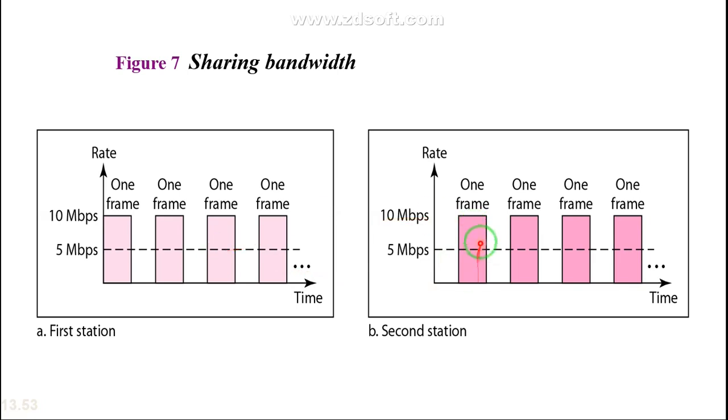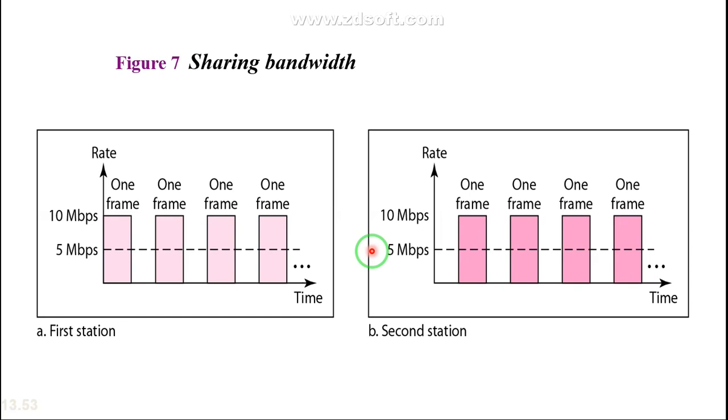Then the second station sends the frame, and the first station refrains from sending. It is not going to send. It means they are going to send alternately. And hence, on average, the bandwidth is what? 5 Mbps, at a rate of 5 Mbps.